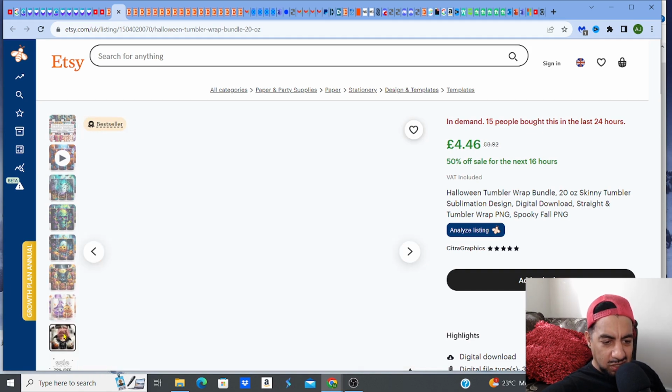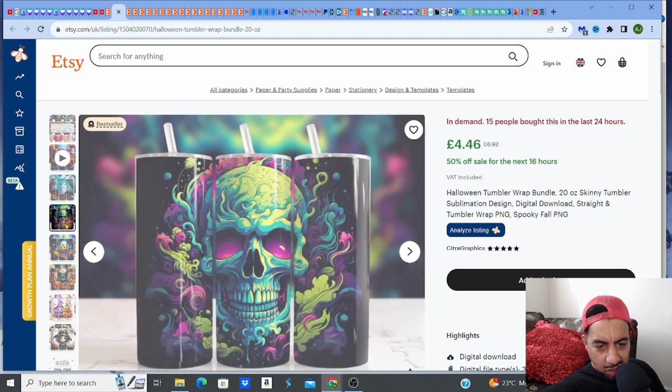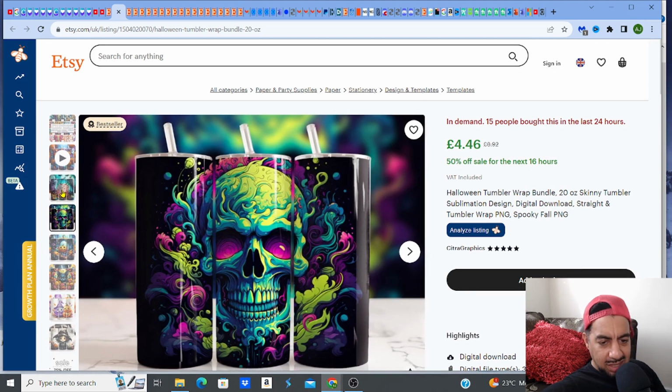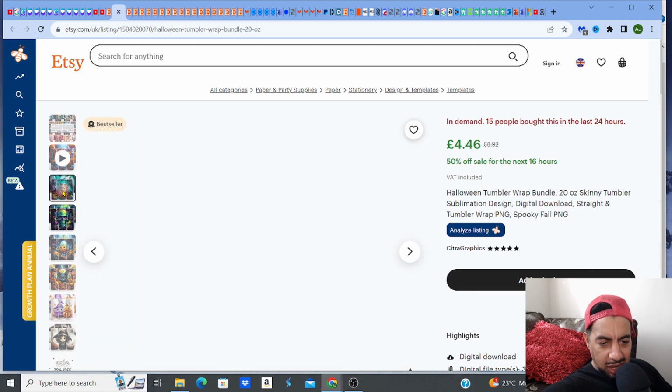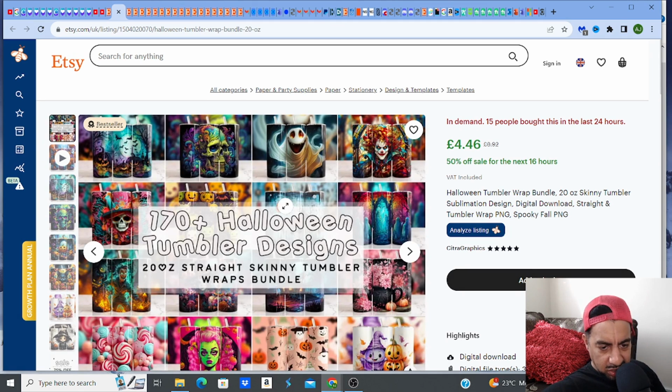So what they've got is they're touching on things, and people look for cartoon witches, and you can see they're basically also skulls people love. So they've added designs that are combining Halloween with other themes, niches. So that is also helping it, right? But the fact they got 170 Halloween different styles, 20 ounce is popular, probably the most popular kind of wrap size. Straight skinny, 20 ounce straight skinny is very popular, guys. So this is a big reason why it's also selling well.